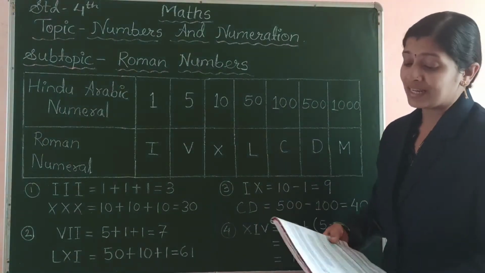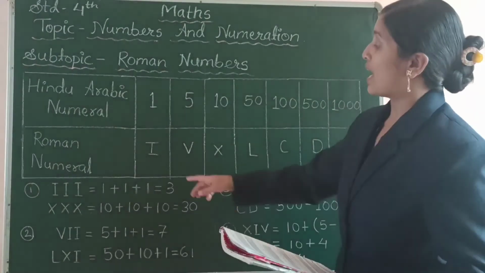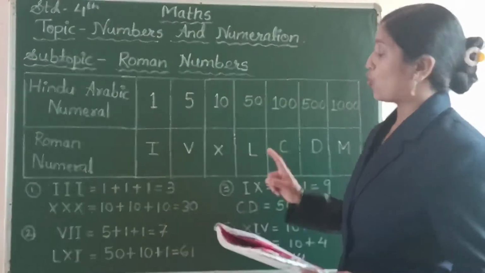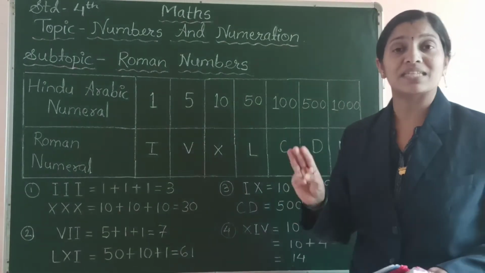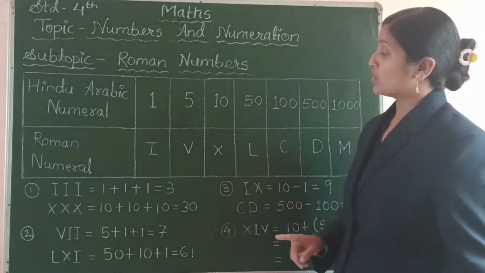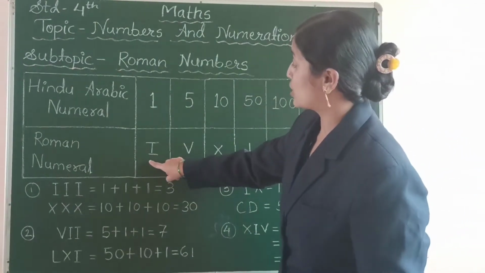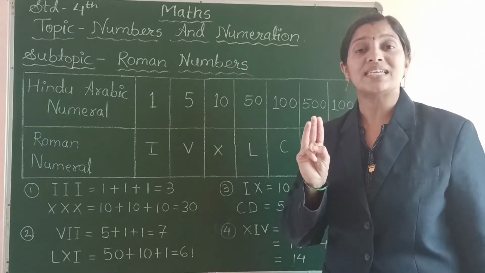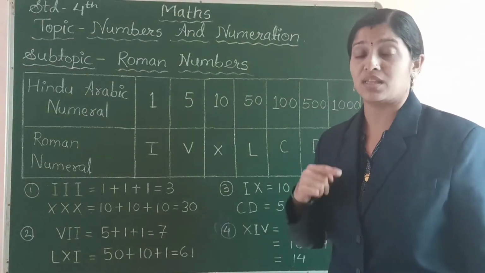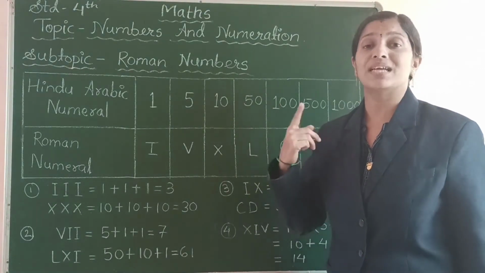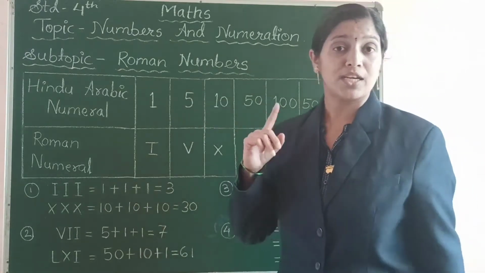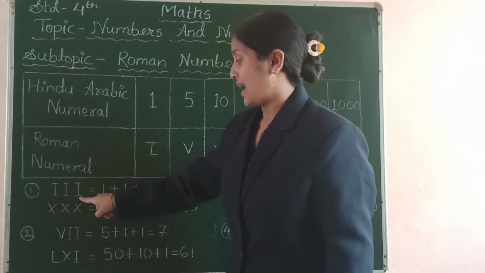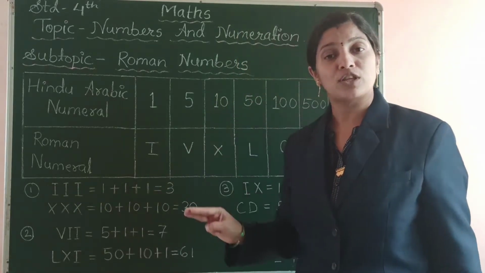The first rule is that the symbol I and the symbol X can be used only up to 3 times in a number. So the symbols I and X can be used only 3 times in one number. They can't be used more than 3 times. Okay, I will give you an example. You can see here I, that is, I is written 3 times.